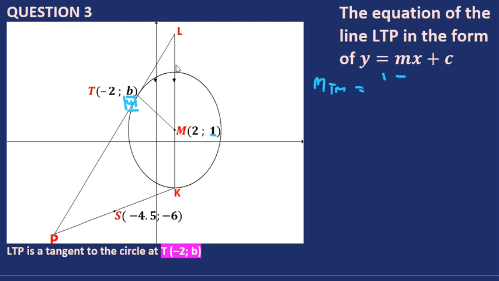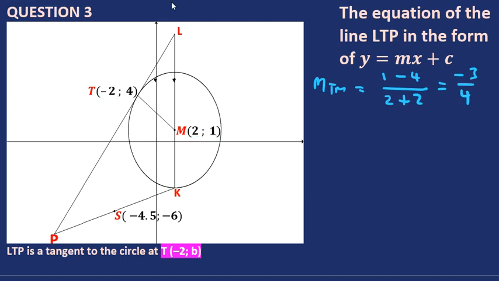So y2 minus y1 is 4 over x2 minus x1, so this is x2 minus x1, and of course negative 2 minus 2 will give us... and this is -3 over 4. That is the gradient of TM.